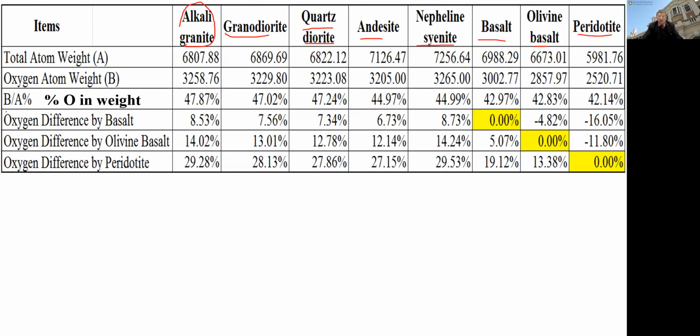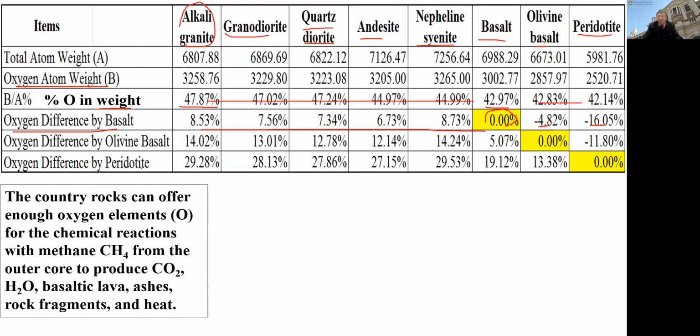Then we can see the percentage of oxygen in terms of weight: this one 47.87%, and here the basalt is 42%, reducing. So then the difference relative to basalt is zero for basalt, and for others 8 to 10% more than the basalt. Olivine basalt is much less and the peridotite is much less. The oxygen difference for peridotite can be 19% to 30%. So the country rocks can offer enough oxygen from the chemical reactions with methane from the old core to produce CO2 and H2O, basaltic lava and ashes and rock fragments, and the heat.